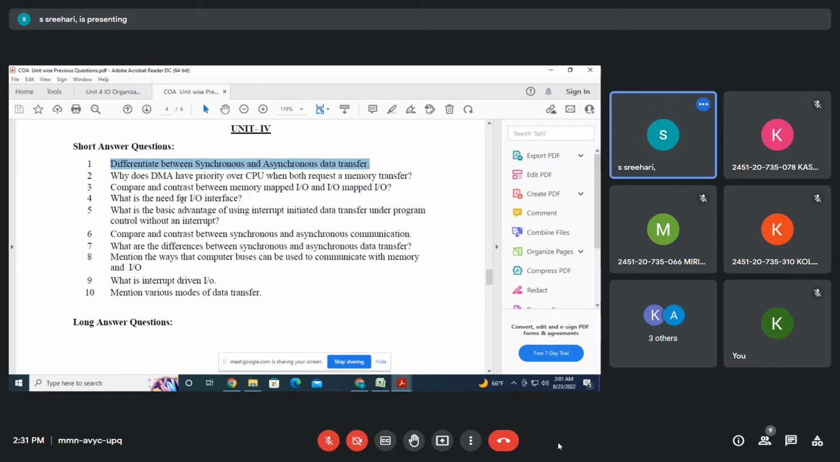Then, you can see here, what is the need of an IO interface? What is an interface? What is the need for an IO interface?